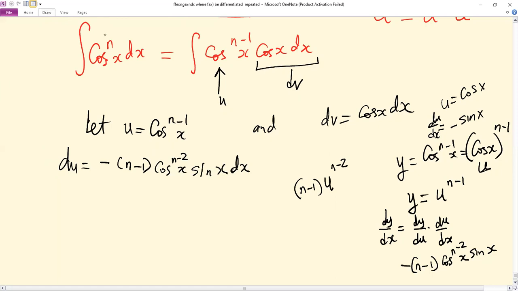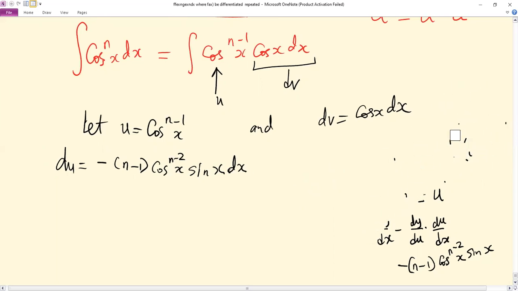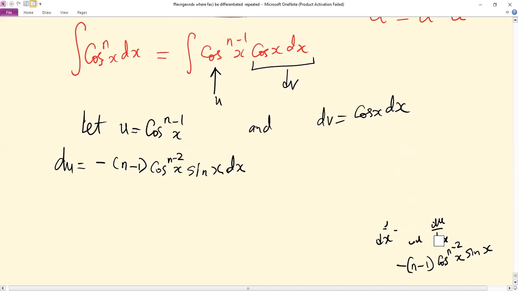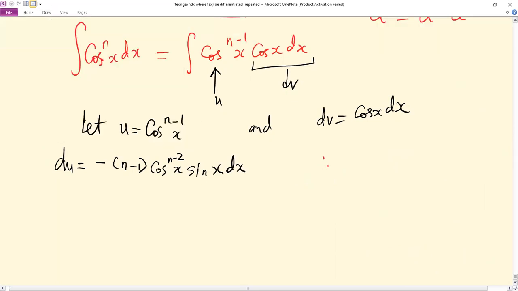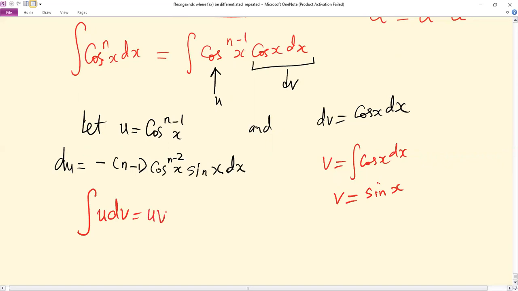And then from dv we get v. If dv is given by cos x dx, then we get v by simply integrating both sides of that equation. So v is the integral of cosine of x dx. When you integrate a cos function, you get a positive sine function. So by integration by parts, the integral of u dv is given by uv minus the integral of v du.